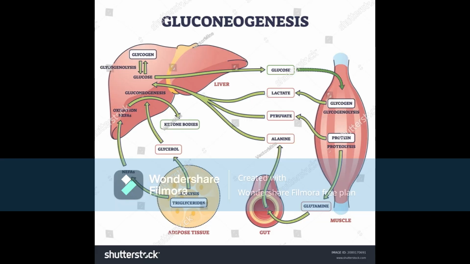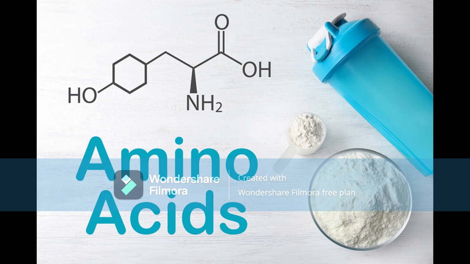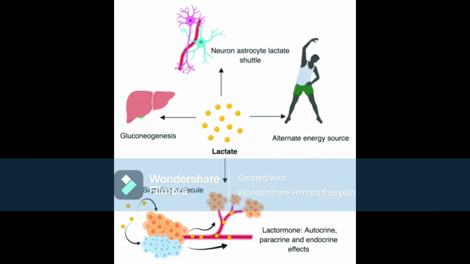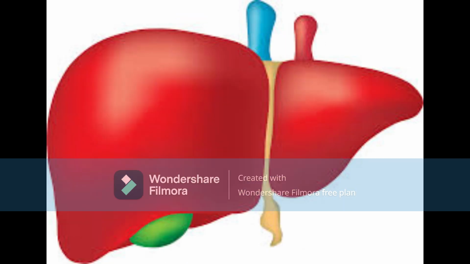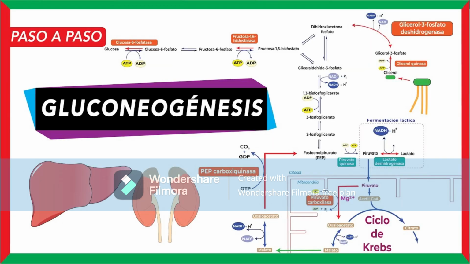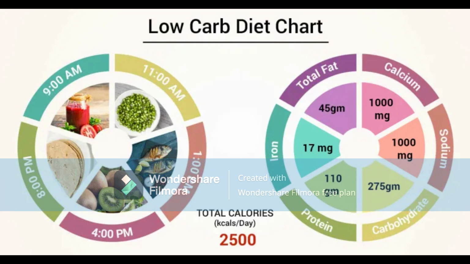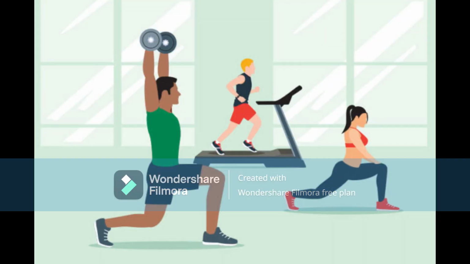Okay, now I will talk about gluconeogenesis. Gluconeogenesis is a metabolic pathway in which the body produces glucose from non-carbohydrate sources, such as amino acids, lactate, and glycerol. This process occurs primarily in the liver and is an important part of the regulation of glucose homeostasis. Gluconeogenesis is essential for maintaining blood glucose levels during periods of low carbohydrate availability, such as fasting or exercise.